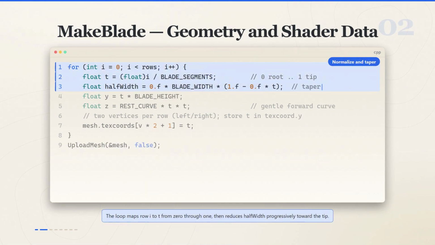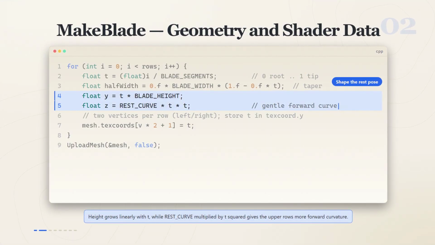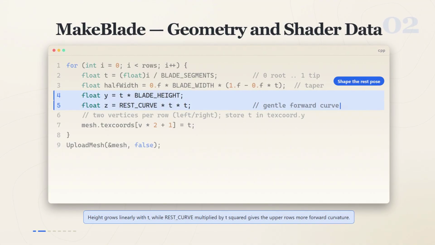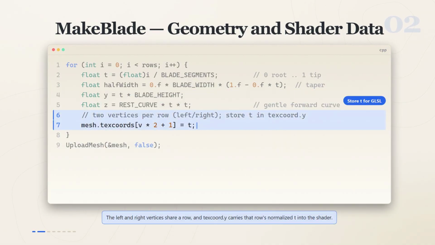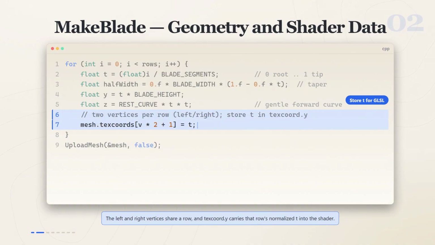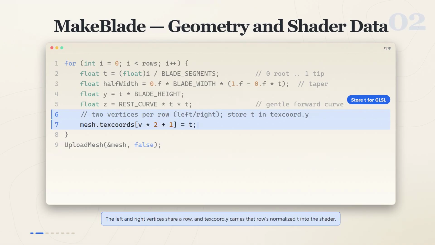Next, build one reusable blade before thinking about the whole field. The first two lines normalize each row into T and taper its half-width. The next pair converts T into height and a gentle squared rest curve. Then, the texcoord stores height, giving the vertex shader the same normalized coordinate. Finally, uploadMesh transfers the completed arrays to GPU buffers only once.